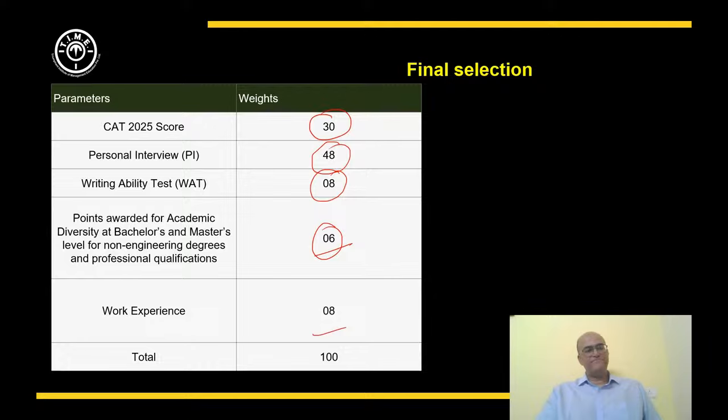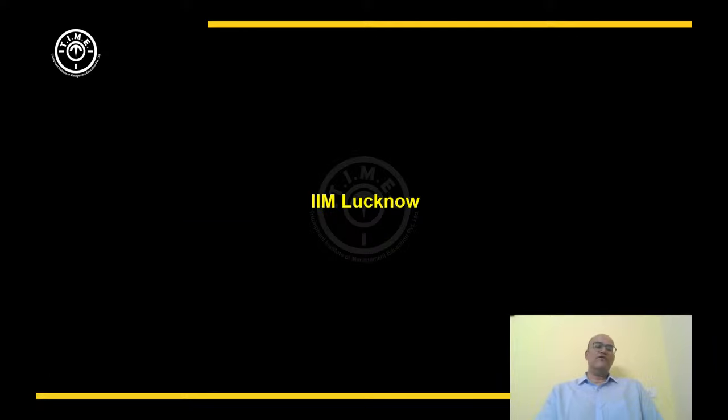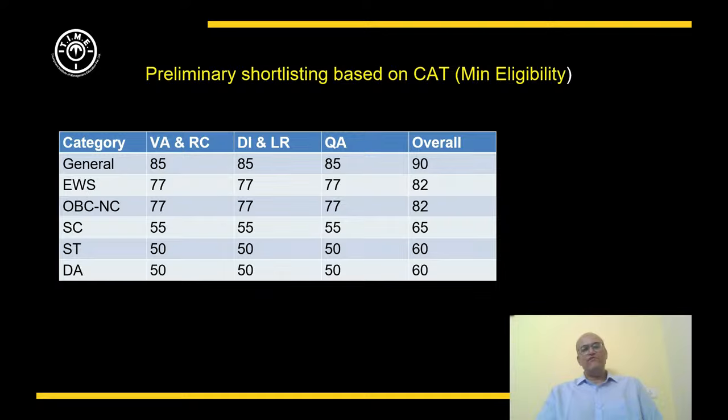All right, moving on. Next, let's talk about IIM Lucknow. So as far as the IIM Lucknow is concerned, they also would have a minimum required CAT percentile. And in case of Lucknow, they have decided to keep it as 90 overall, 85 in every section for general category. For EWS and NCOBC, the same requirement would be there, 82 overall and 77 in every section. For SC, it will be 65 overall and 55 in every section. For ST applicant, 60 overall and 50 in every section. Differently abled also, the same requirement would be there.